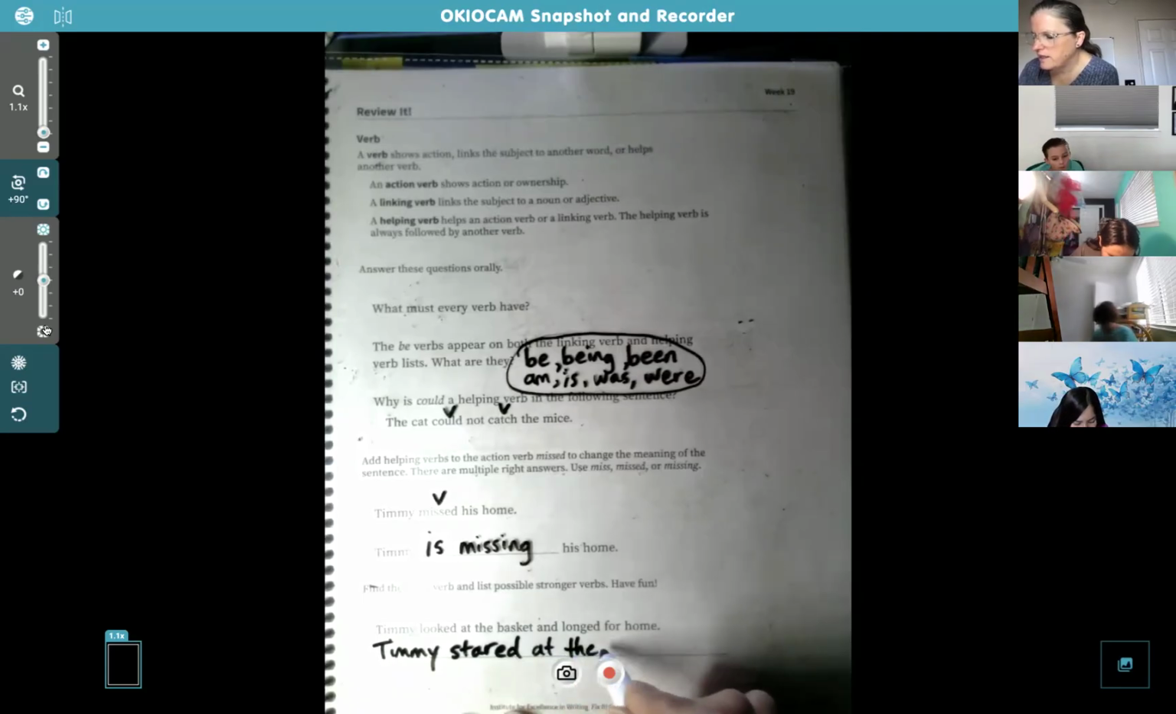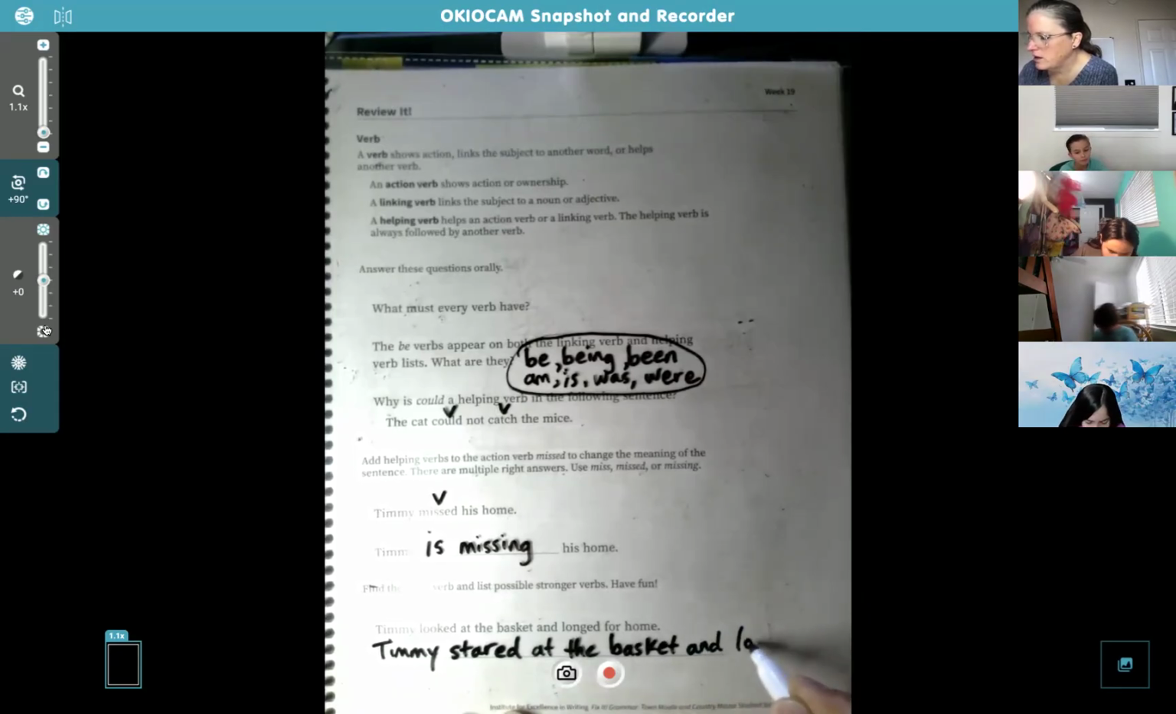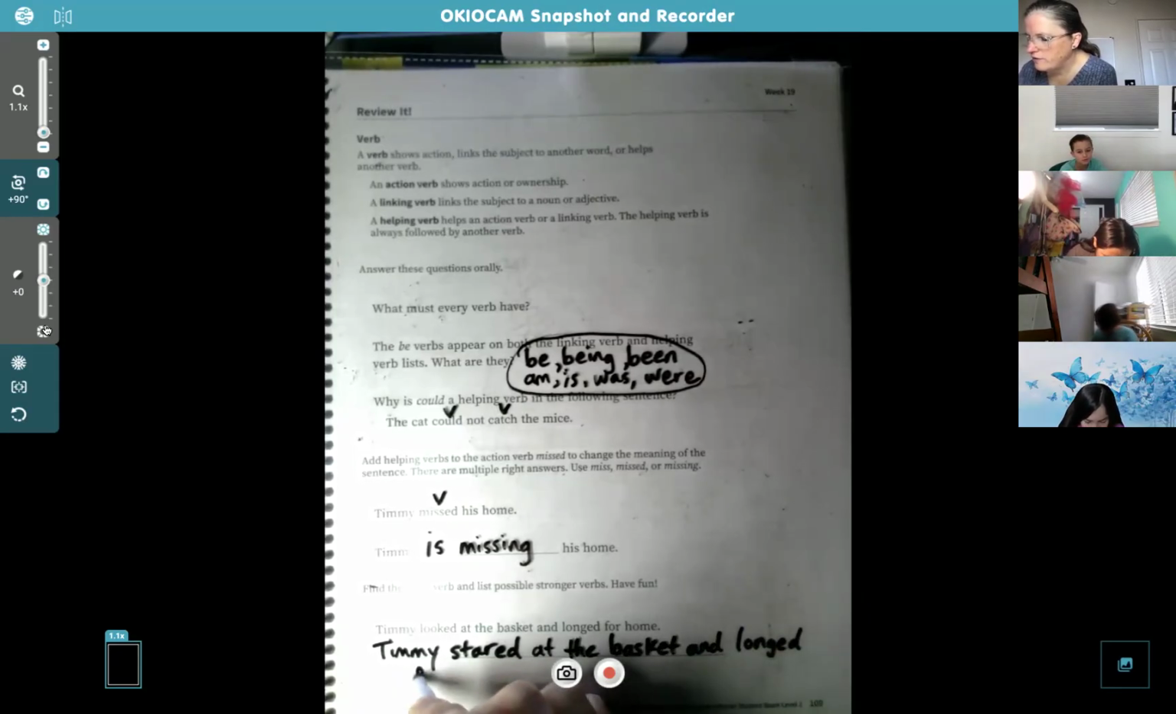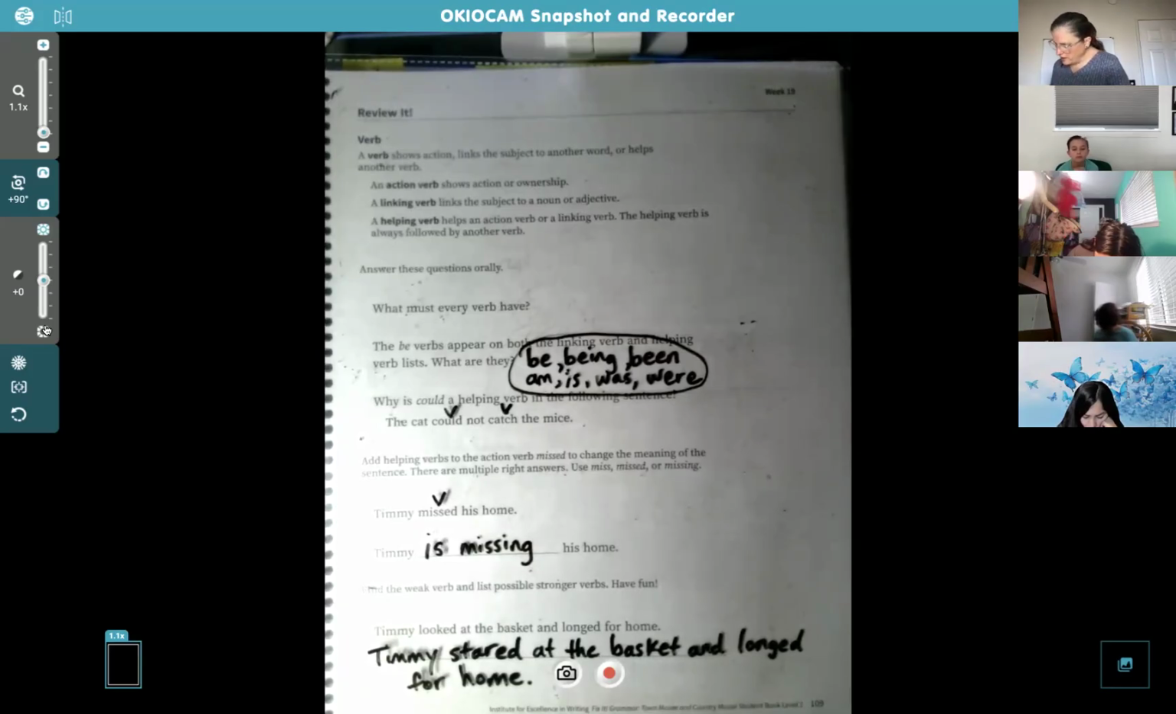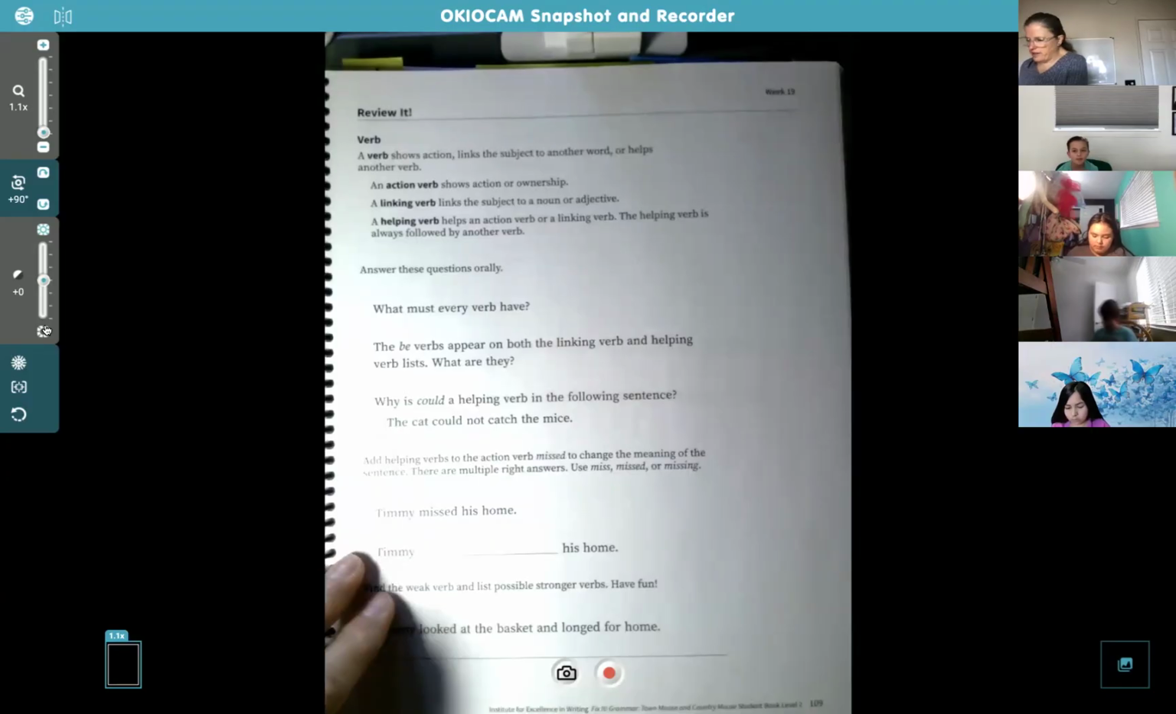At the basket and longed for home. Okay. After you got that, let's turn the page. We're going to go to the practice page on page 111.